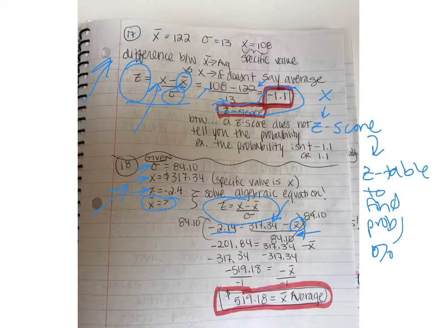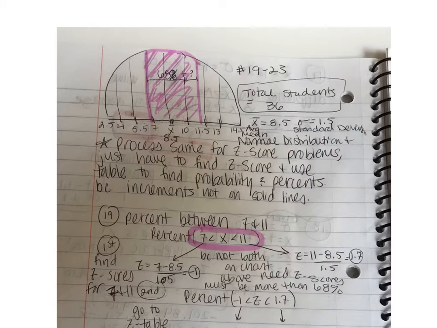To get rid of a denominator, you can always multiply by what you see in the denominator. So I decided to multiply both sides by the denominator, 84.10. On the right side, it would be gone. So then on the left, you would get negative 201.84. On the right, you would have 317 minus x bar. We're trying to isolate that x bar. So we then subtract the 317. We get negative 519.18. But then we get rid of this negative 1 in front of the x bar. So when we divide by that, we get a positive 519, and that is the average cost.